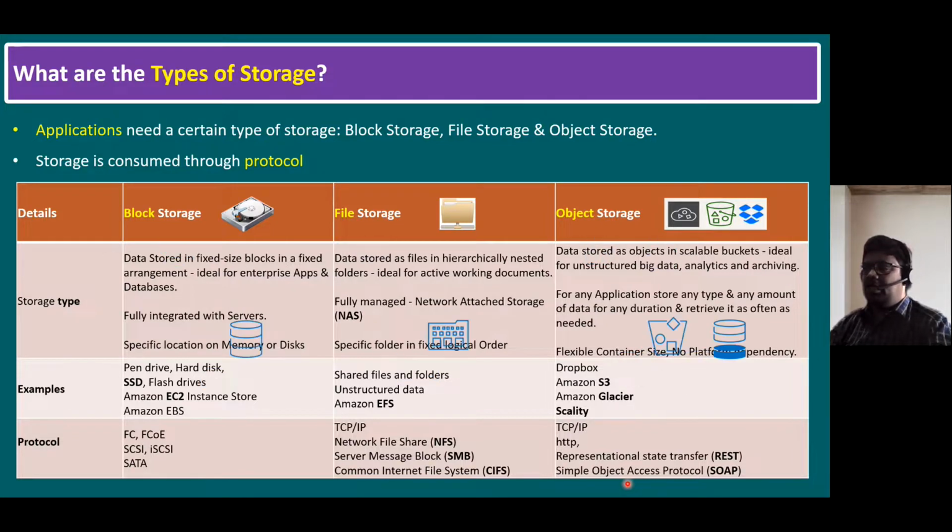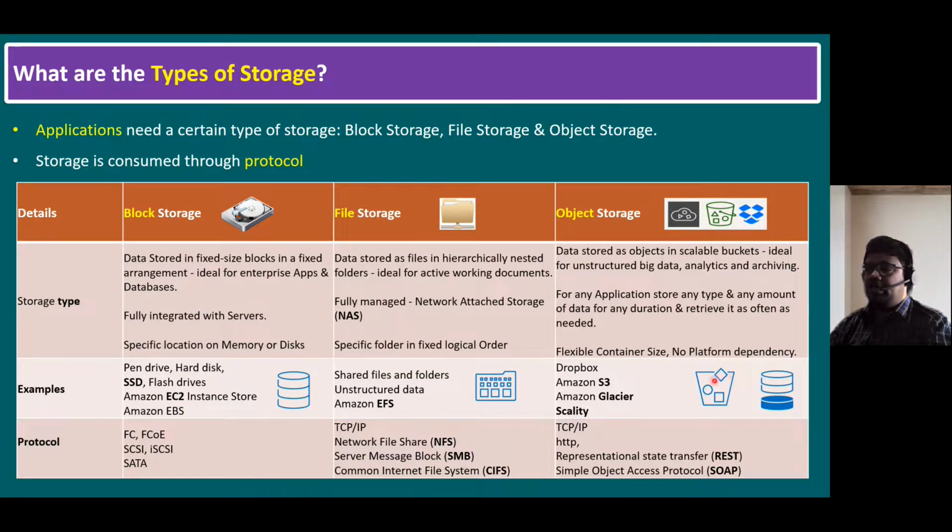Another thing is, this is the example icon for block storage. File storage normally means one folder that is shared among users. It consists of multiple files and folders. And for object storage, the generic example is buckets. So AWS buckets look like this. It's completely unstructured data, stored in S3 buckets.